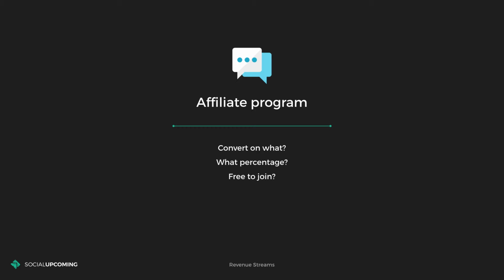And an example would be the affiliate program we at Social Upcoming have, where you can register as an affiliate and get 50% commission of every single referral you do. So the question with affiliate programs is, what should you convert on? Should you convert on email, so lead? Should you convert on sales? Should you convert on visitor? What should you convert on?